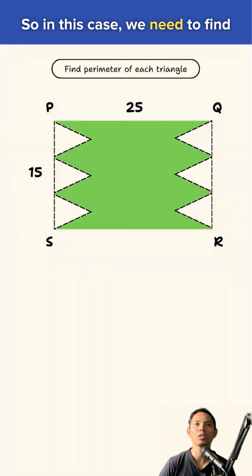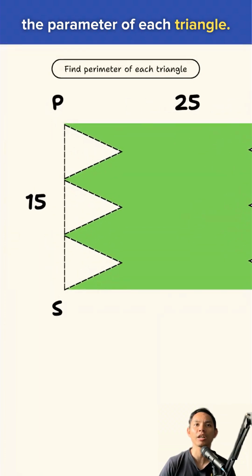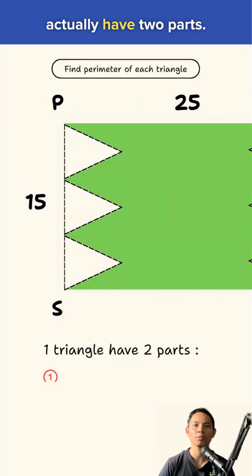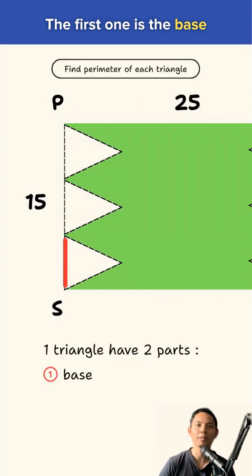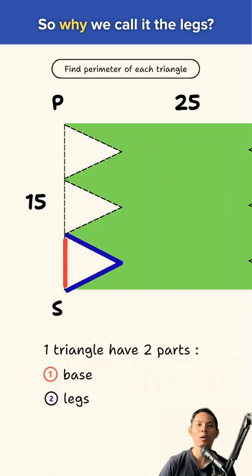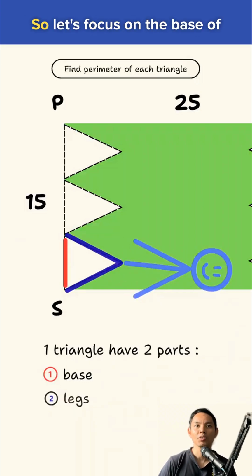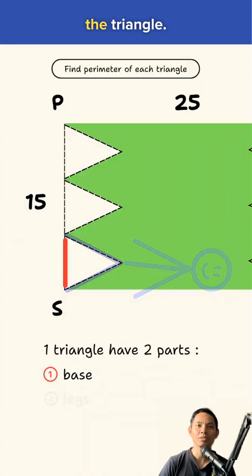So in this case, we need to find the perimeter of each triangle. If you were to zoom in, you see that one triangle actually has two parts. The first one is the base, highlighted in red, and the second part is the legs. So why do we call it the legs? Because it looks like a leg from a person. So let's focus on the base of the triangle.